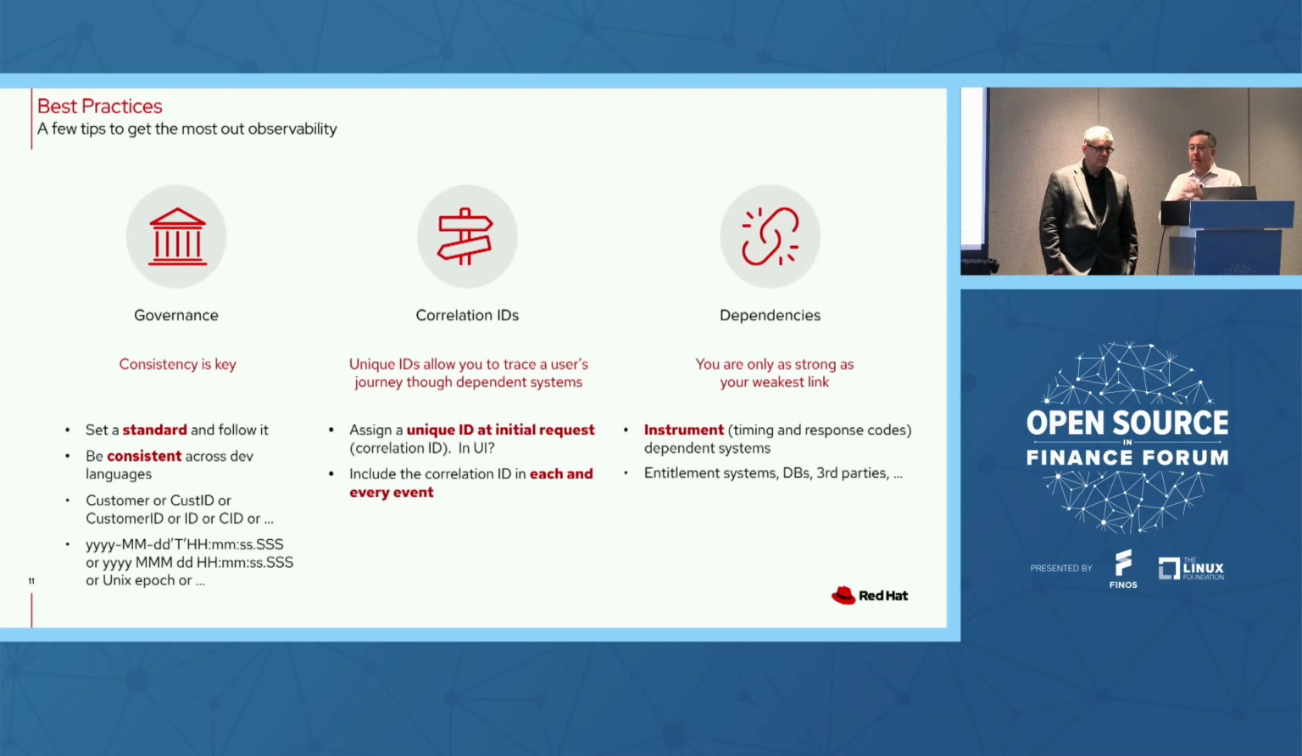So to do this, there are a number of best practices, in my experience. One is governance. Consistency is key. Set a standard, commit to the standard, follow the standard. Nothing made it more difficult when we were trying to trace where a problem lay than when one system calls it customer, one calls it cust ID, one calls it ID, one calls it CID, and you're trying to trace something throughout. I see a lot of nodding heads, like, yep, been there, done that. So it doesn't matter what it's called, just please be consistent. Maybe match what's in the database.